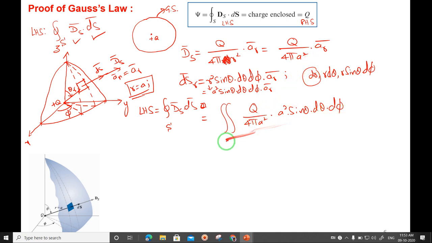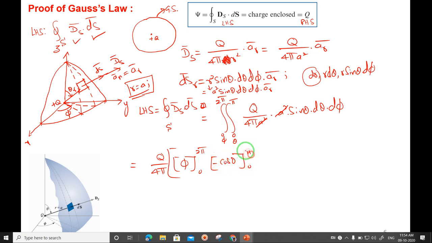So we have to integrate along θ and φ. For a sphere, we know the limits for the spherical surface: θ is from 0 to π and φ is from 0 to 2π. a² will get cancelled. So next we'll integrate it. Q by 4π is constant, so I can take it out. First I will integrate with respect to φ, which varies from 0 to 2π. Next I will integrate with respect to θ. The integration of sinθ is minus cosθ, with limits of θ from 0 to π. So from the φ integral I will get 2π, times Q by 4π.